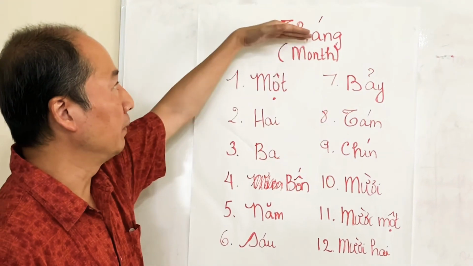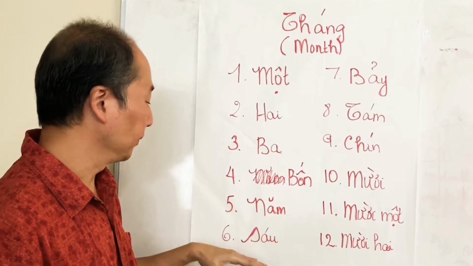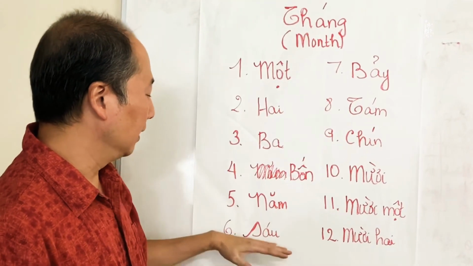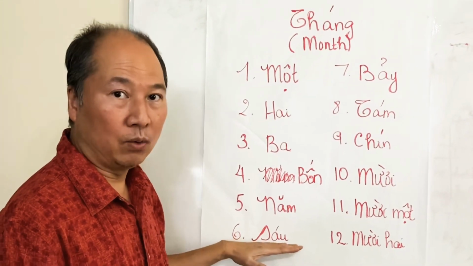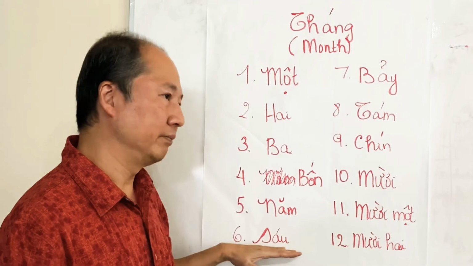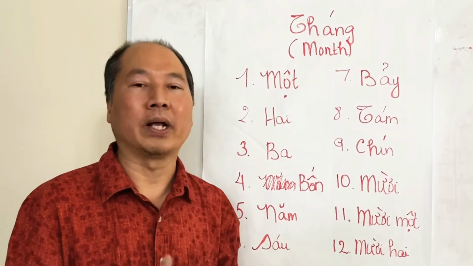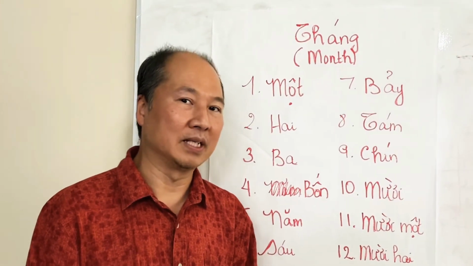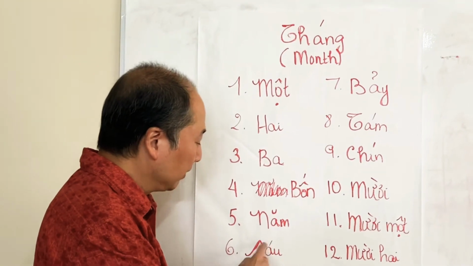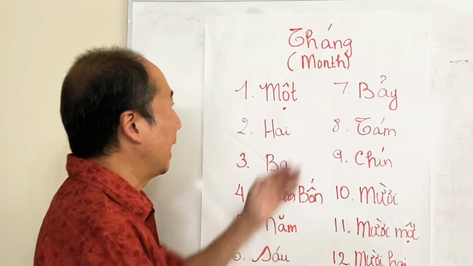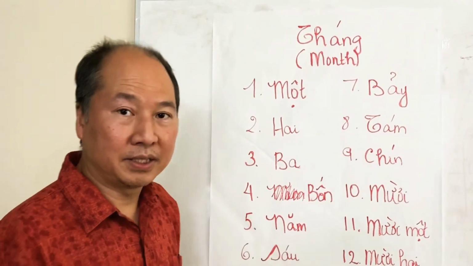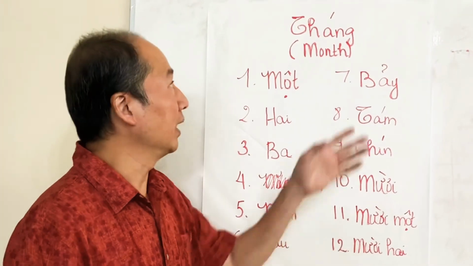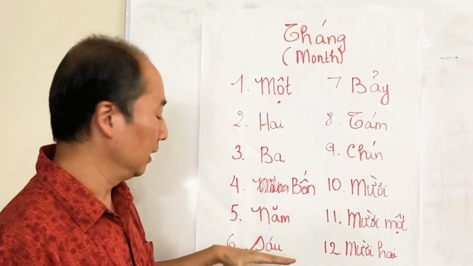So to say May, it would be Tháng Năm. Then to say June, it would be Tháng Sáu. In Vietnamese, when the letter S is pronounced more like an SH sound, that's one of the reasons why I pronounce it as such, all right? And because we have this right here, it's pronounced Sáu. Without this, it would be pronounced Sau, which is a different word. So again, June will be Tháng Sáu.